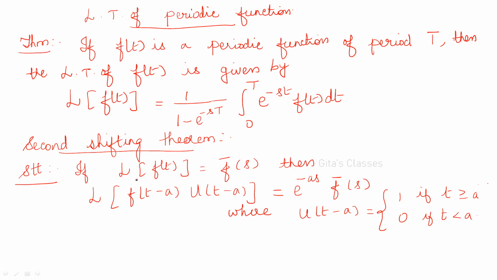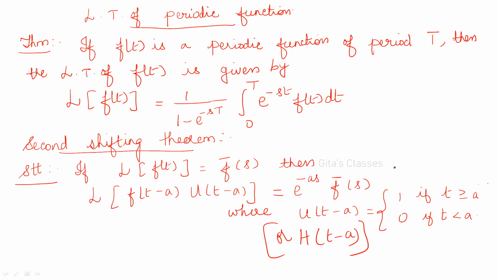Similarly, next is the second shifting theorem. The second shifting theorem is related to the unit step function, or Heaviside unit step function, which is sometimes defined as u of t minus a. In some books it is given as Heaviside's unit step function, that is h of t minus a. Both are one and the same. It is defined as 1 if t is greater than or equal to a and 0 if t is less than a.